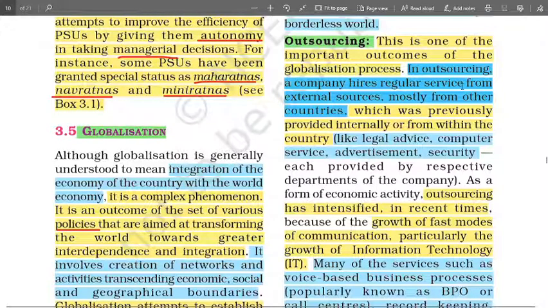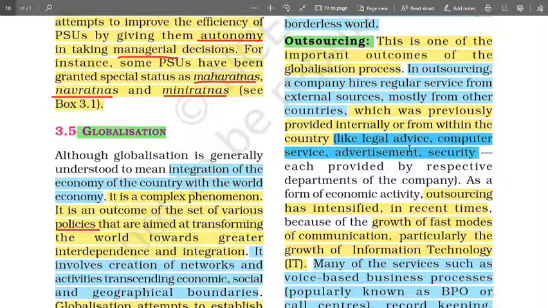What do we do in outsourcing? In outsourcing, a company hires regular service from external sources, mostly from other countries. These services used to be provided within the country before. What kind of services? Like legal advice, computer service, advertisements, security, many more, that a country can outsource to other countries. So India is one of the beneficiaries of outsourcing, where Western countries outsource the service to Indians. So that's why we have many offices nowadays like BPOs, which can help those parent companies that are there in America, in European countries to do the work from here.